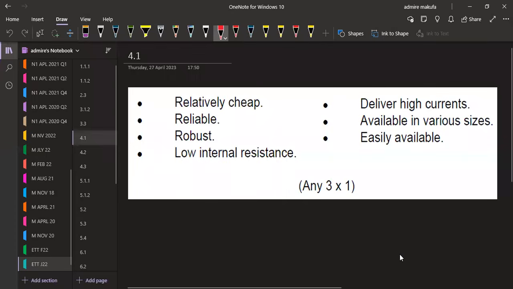We can say that they are relatively cheap, they are reliable, they are robust, they have low internal resistance, deliver high currents, are available in various sizes, and are also easily available. So any 3 from these ones can be best for our description in this case.